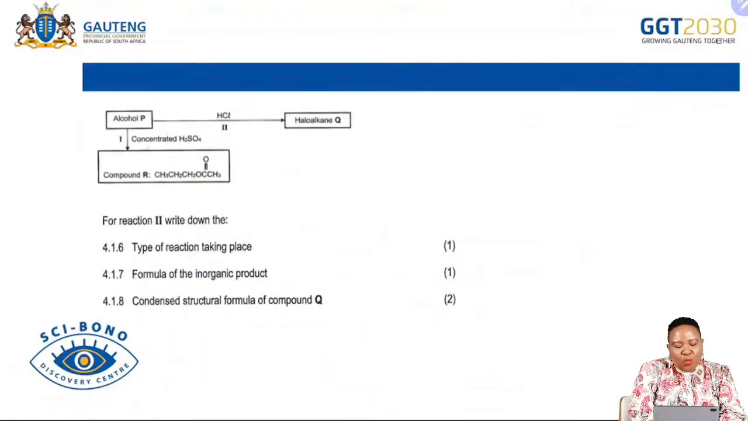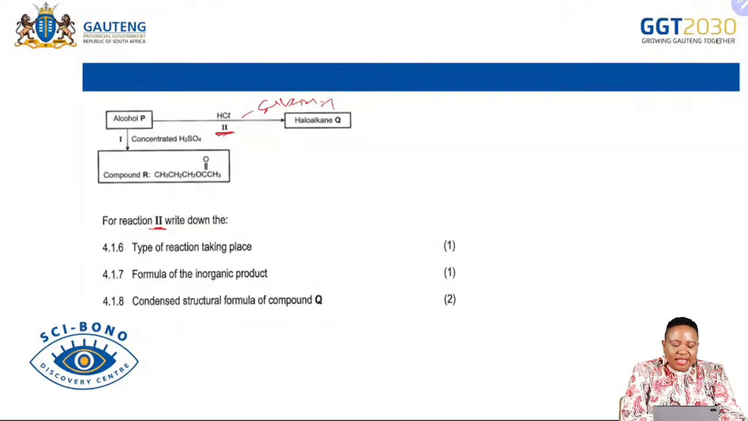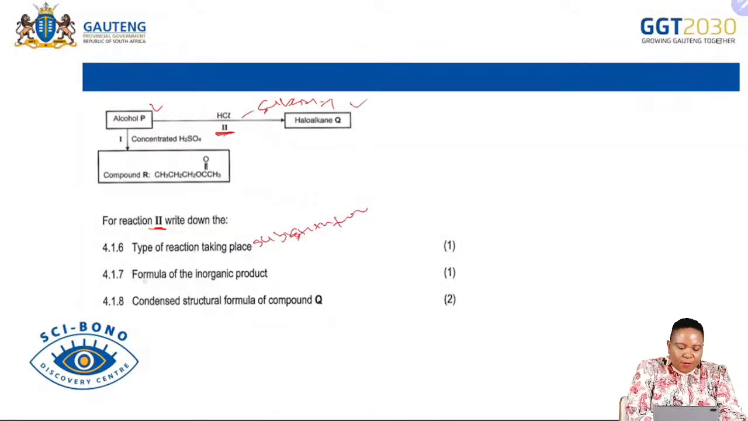Here we have alcohol P again with the same structure as the previous one, because I just took it so that we can refer to it. For reaction 2, which we have identified as our substitution reaction. So they ask the type of reaction that takes place, and we have already identified it as a substitution, because we know that it's from a saturated to a saturated compound. And then the formula of the inorganic product.